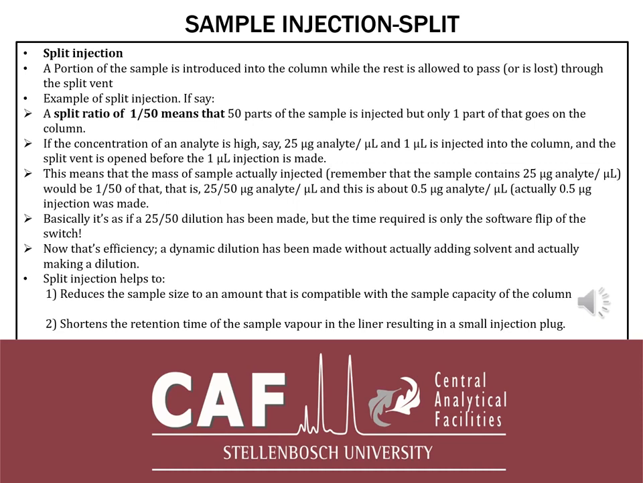Now a dynamic dilution has been made without actually adding solvent and making a dilution. Split injection helps to reduce the sample size to an amount that is compatible with the sample capacity of the column, and also it shortens the retention time of the sample vapor in the liner, resulting in a small injection plug. So when you do a split injection, if your peaks were high, they will come down. If you had peaks which are overlapping, they will be separated.